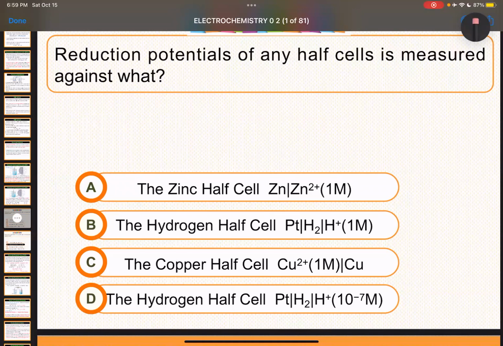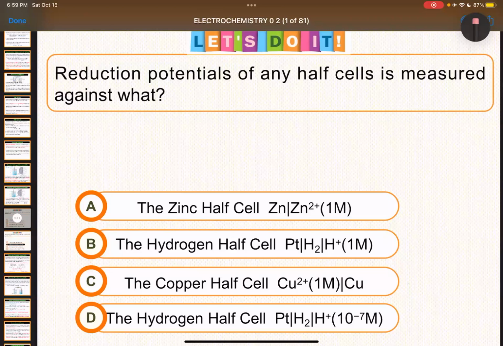No, it's the standard reduction potential of any half cell. Half cell means only copper or only zinc, if you are taking. Suppose I take a single electrode, and we know that a single electrode will not work on its own. It is dipped in 1 molar zinc sulfate solution. It will not work, that we know.